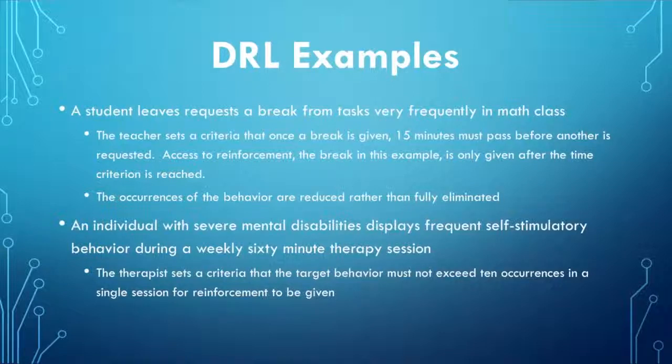One example of where a DRL procedure would be used is a student who frequently requests a break in a math class. The teacher sets a criteria that once a break is given and ended, 15 minutes must pass before another break is given. In a second example, an individual with severe disabilities displays frequent self-stimulatory behavior during a session. The therapist sets a criteria that the target behavior must not exceed 10 occurrences in a single session for reinforcement to be given.